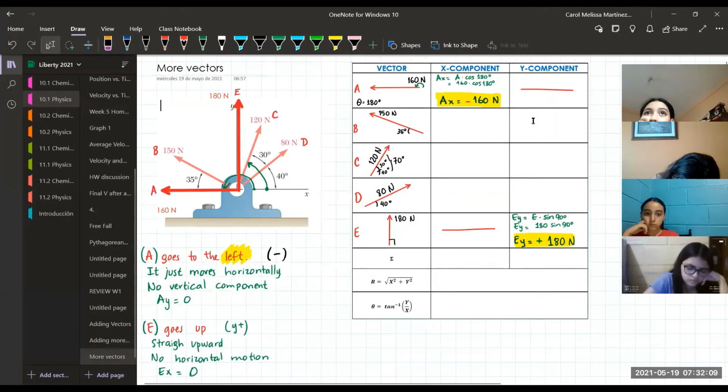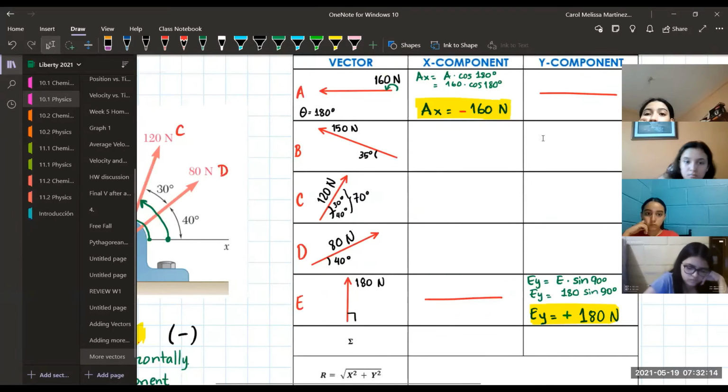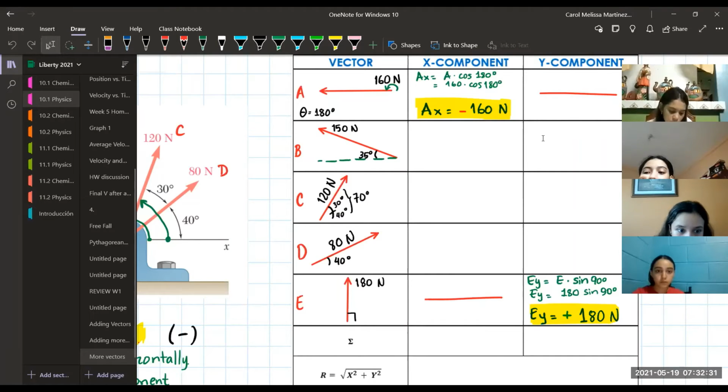Okay, so we're running out of time, so I need to continue with the exercise. The vector B. X component is going to be negative or positive? Negative. It's going to the left. The x is going to be negative. And what about y?